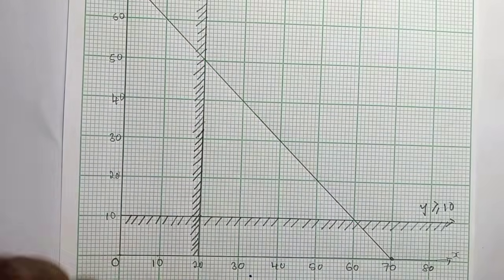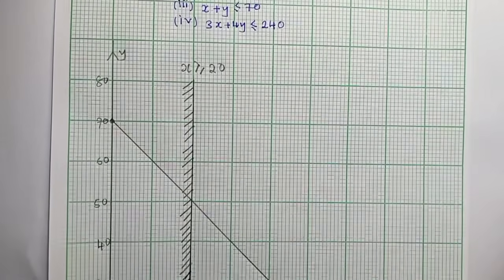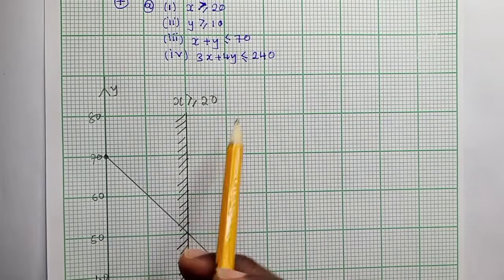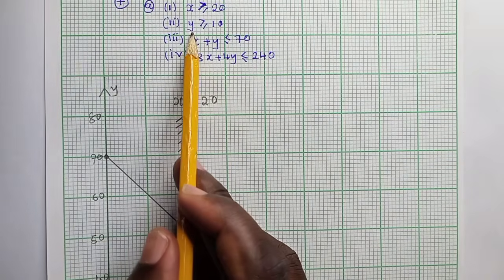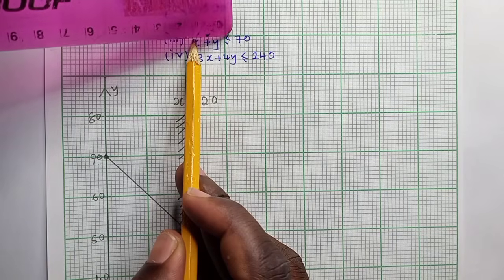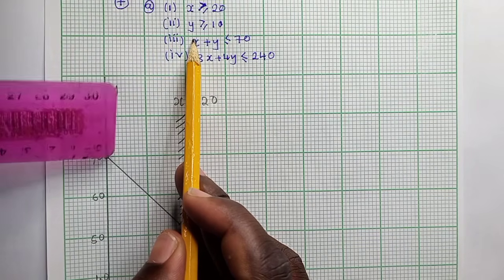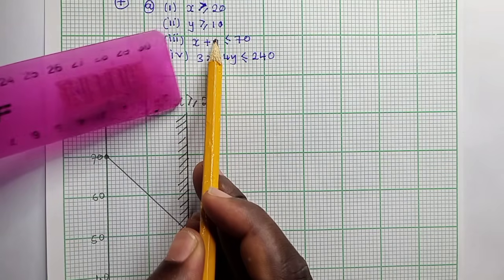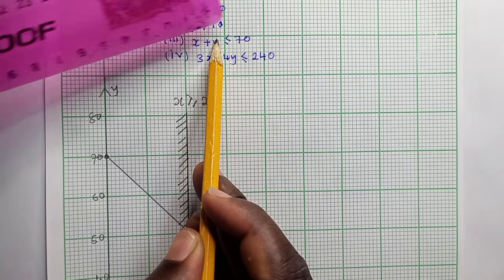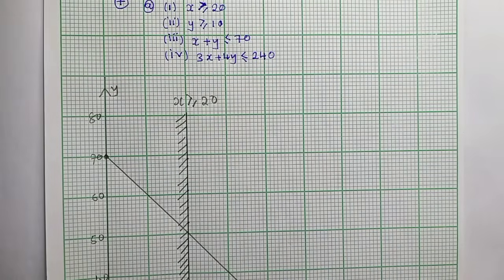Okay, so how did I know that it's passing at 70? You just say x is equal to 0, you remain with y is greater or equal to 70, meaning it's passing at 70 on the y-axis, which is right here. And then you say y is equal to 0, you remain with x is less or equal to 70. So it's passing at 70 on the x-axis.